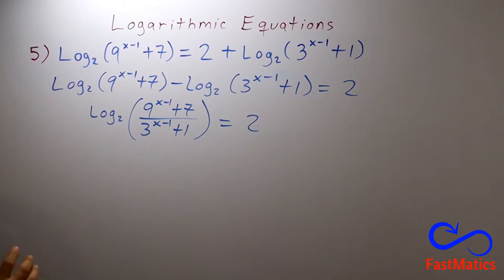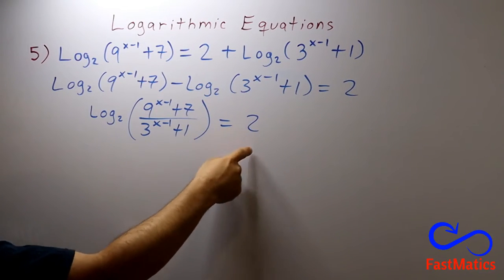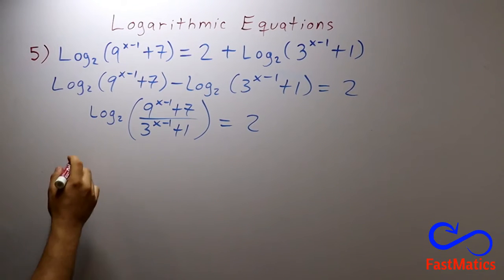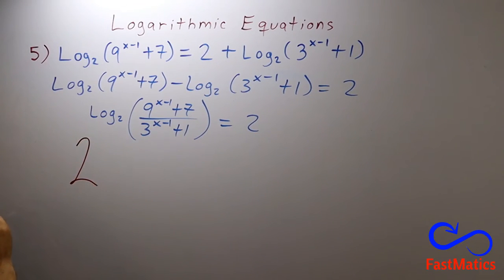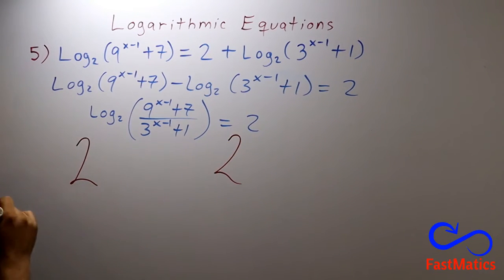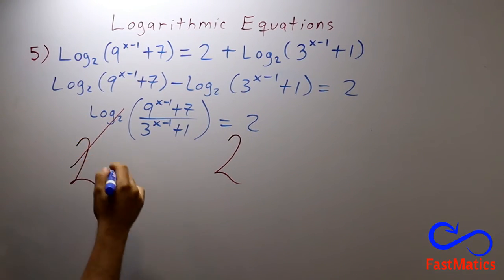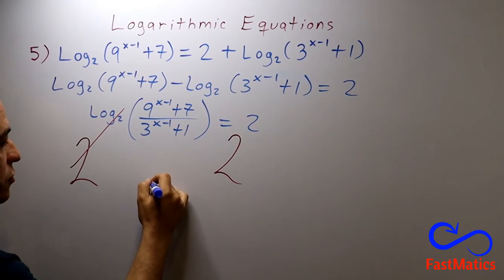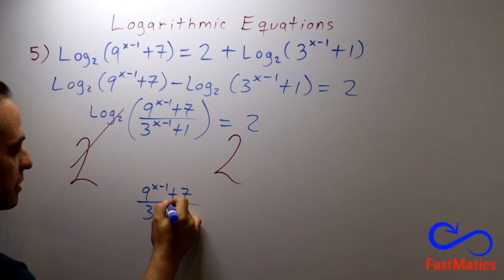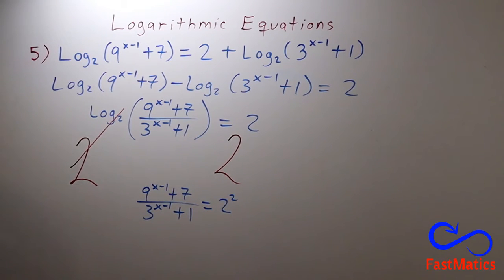And now I can work. I can start because I have only one term on the left side and only one term on the right side. Then how to eliminate a logarithm base 2? Well, I will put a base 2. But if I put a base 2 here, I will also put a base 2 here. Then base 2 with logarithm base 2, goodbye, and I will have 9 to the power of x minus 1 plus 7 divided by 3 to the power of x minus 1 plus 1 is equal to 2 to the power of 2.